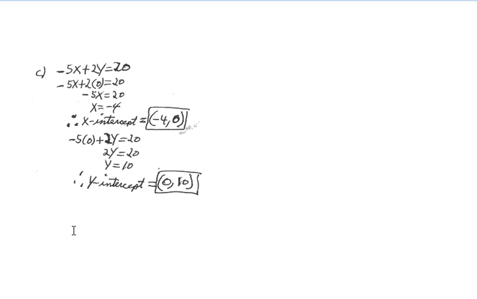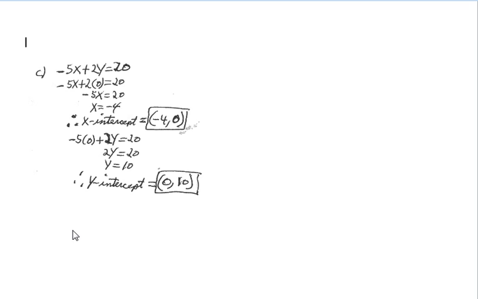C. The equation is minus 5x plus 2y equal 20. Once again, we're going to find the x-intercept first, though it doesn't matter which one we find first. But assigning the y value of 0 to get the x-intercept, the equation becomes minus 5x plus 2 times 0 equal 20, and thus minus 5x equal 20. Dividing both sides by minus 5, we get x equal minus 4. Therefore, the x-intercept becomes the ordered pair minus 4, 0.